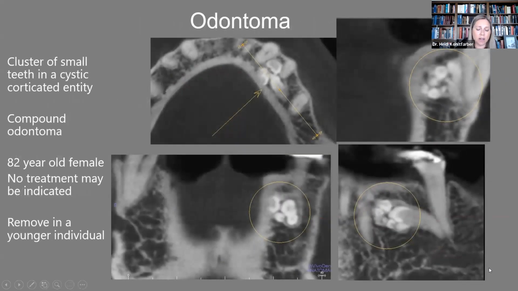Odontoma, so we can see pathologies. Of course, this looks like multiple of these little teeth within one cystic space. Obviously, this premolar never erupted. This patient is an 82-year-old female. We're not going to do anything about this at this stage, but a younger individual will go ahead and remove these. But many times, of course, the imaging is done because the tooth has not erupted, and you'll see this kind of mixed density appearance with what looks like multiple little teeth. I tend to think of it as like a compound odontoma. It's compounded into little teeth, but you can also get complex ones as well.